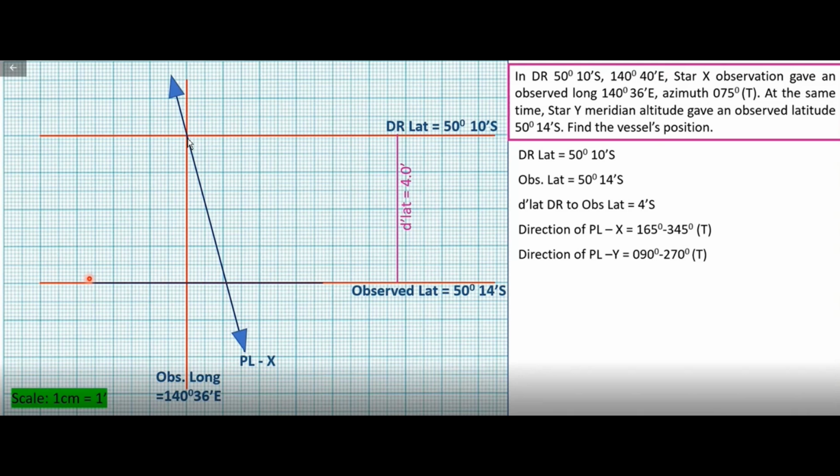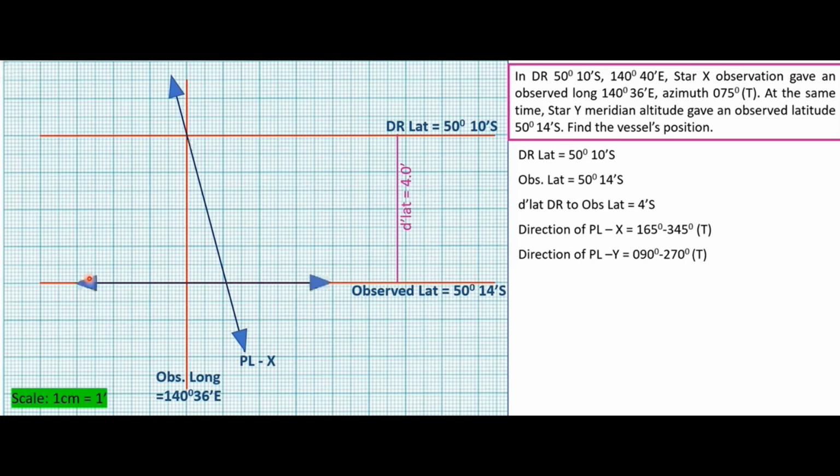Up to here, beta, any doubt in the mind? No, sir. Okay, great. So let's plot the second PL now. So here is the PL for star Y, which you can say should have been drawn through observed lat and DR long, but since it's east-west, it doesn't matter whether DR long is marked or not.